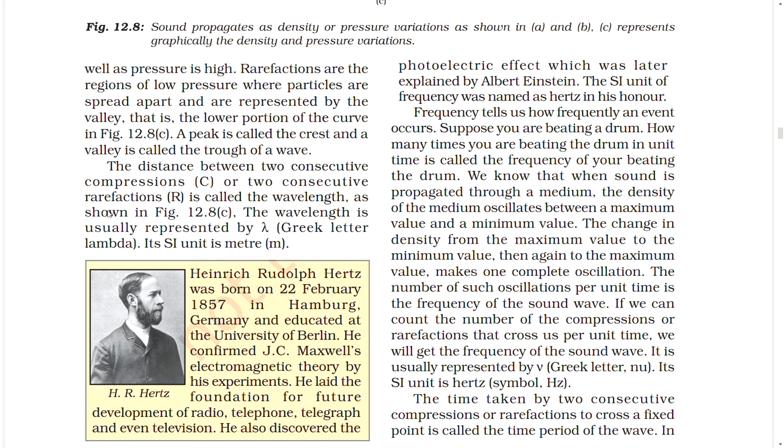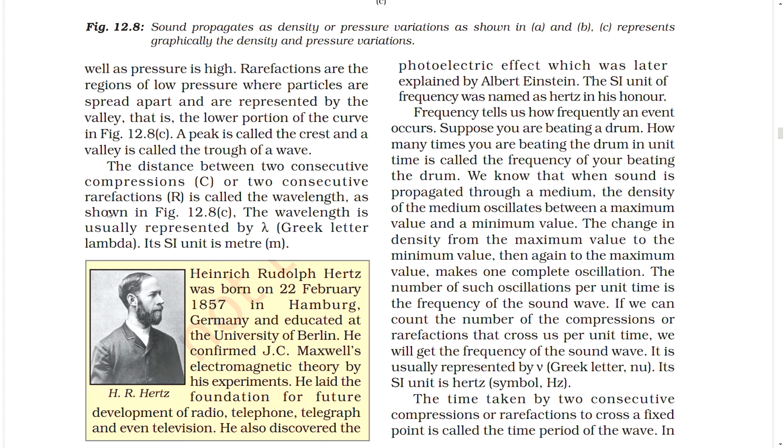propagated through a medium, the density of the medium oscillates between a maximum value and a minimum value. The change in density from the maximum value to the minimum value, then again to the maximum value, makes one complete oscillation. The number of such oscillations per unit time is the frequency of the sound wave. If we can count the number of compressions or rarefactions that cross us per unit time, we will get the frequency of the sound wave. It is usually represented by ν, the Greek letter nu. Its SI unit is Hertz, symbol Hz.